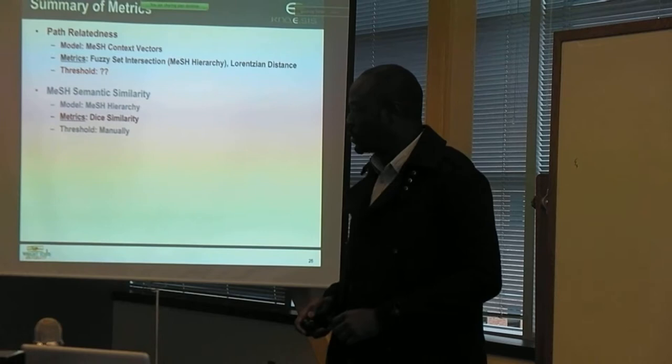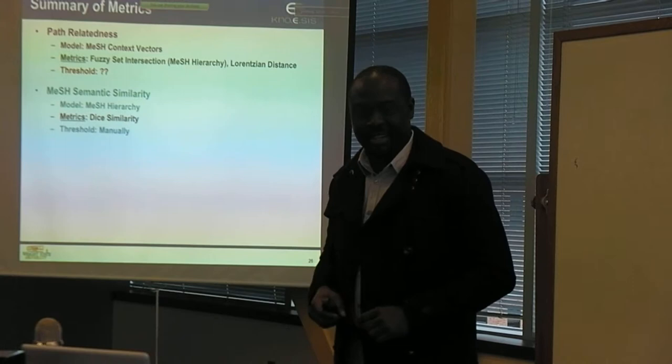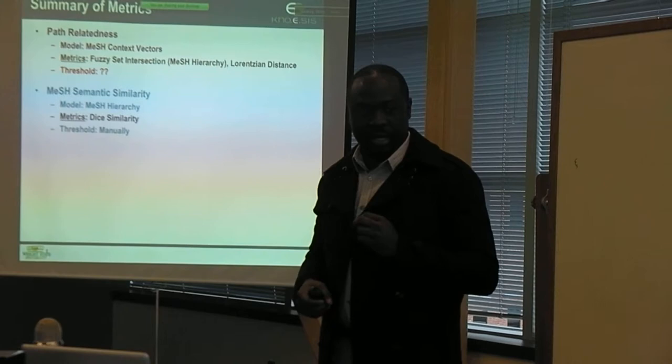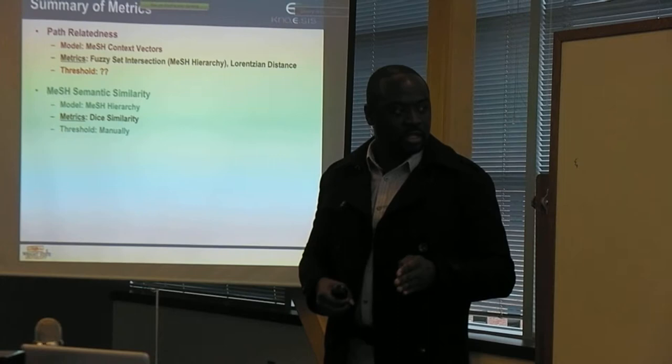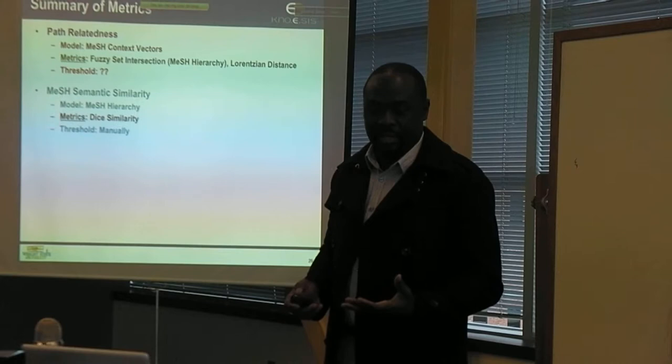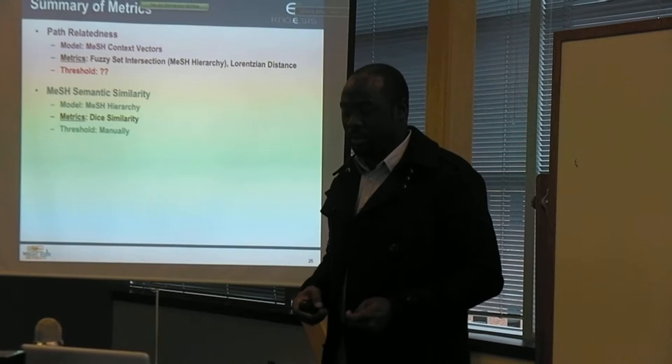So just to review before our heads explode, because there are lots of different similarity kinds of things, thresholds, and so forth: our task at this point is to compute the relatedness between two paths. We are representing a path as a vector of mesh descriptors. We are computing the fuzzy set intersection using the mesh hierarchy, using some kind of Lorentzian reduction on the scores. We'd like to essentially determine a threshold for path relatedness. Taking Daniel's advice, I of course did this manually to begin with, but you really would like to automate this. Again, like I said, we manually set the threshold for mesh semantic similarity.